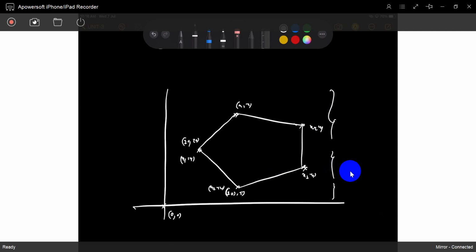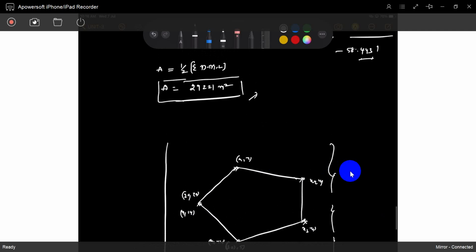So that's it. These are coordinates. So okay, so no need.